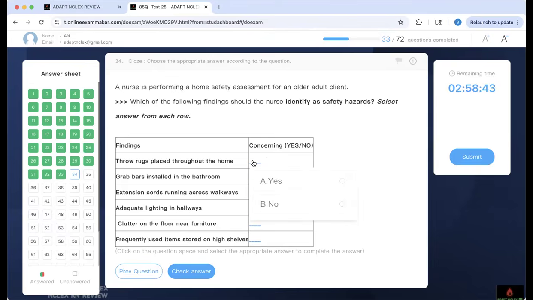Stop the video, pick your answer on your own before I show you the answers. I know you pick it. But throw rugs throughout the house, it's a safety hazard. That's bad. Grab bar installed in the bathroom, no, it's not a safety hazard. It's protecting you, therefore it's not. Extension cord running across the walkway, safety hazard. You're going to trip. There's lighting in the hallway, always, that's a good thing. It's not a safety hazard. If you have clutter on the floor near the furniture, bad problem. You're going to fall. And frequently used items stored on the higher shelves, while trying to reach it, you fall down. Therefore, safety hazard.